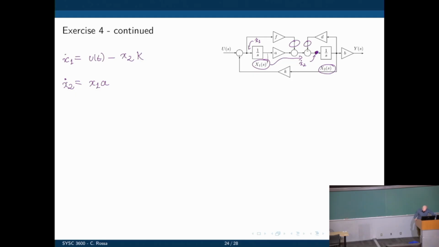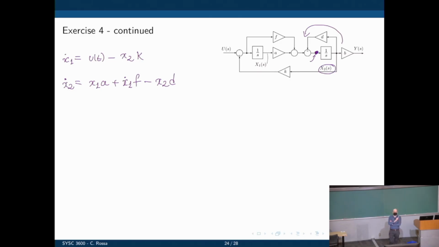The other signal is the signal coming from the top here, which is plus x1 dot times f. And the third signal is this signal here, which is minus, well, there's a minus sign there, x2 times d. Does this second equation make sense?